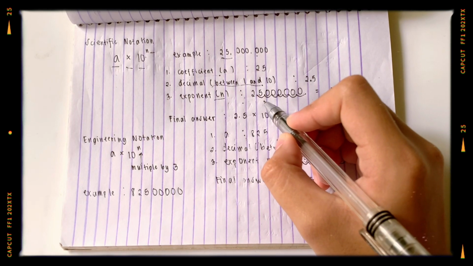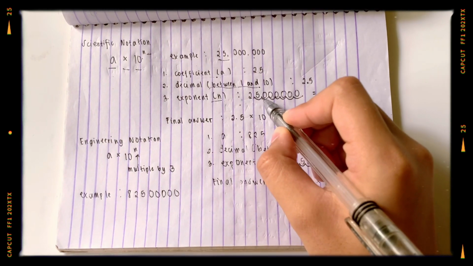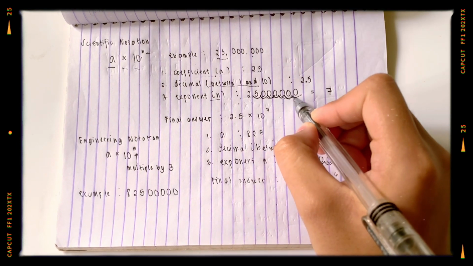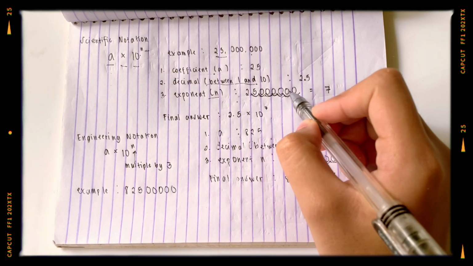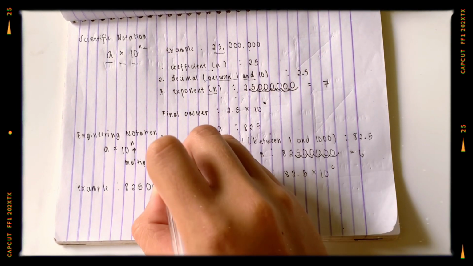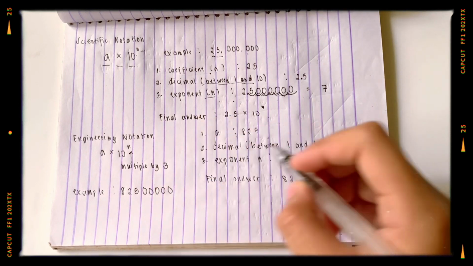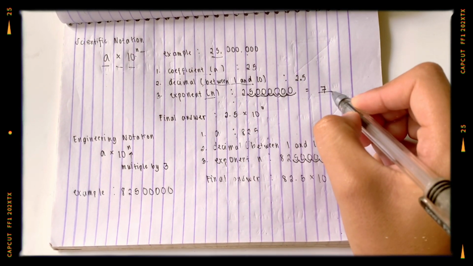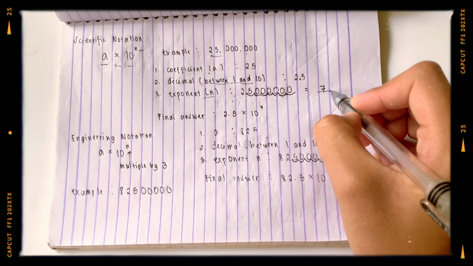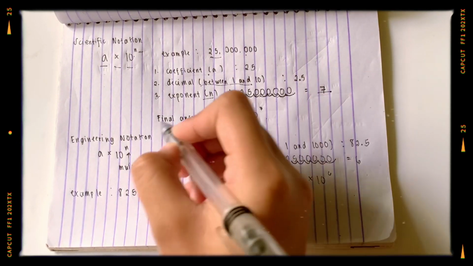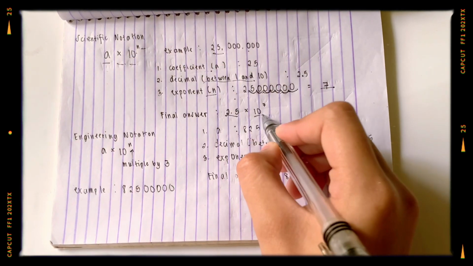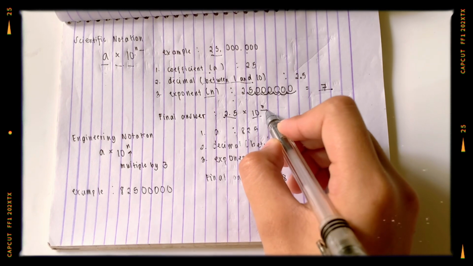For 25 million, we move the decimal point 1, 2, 3, 4, 5, 6, 7 places, and since the original number is greater than or equal to 1, the exponent is positive. Then it is positive 7. Lastly, we write the final result in scientific notation, which is 2.5 times 10 to the power of positive 7.